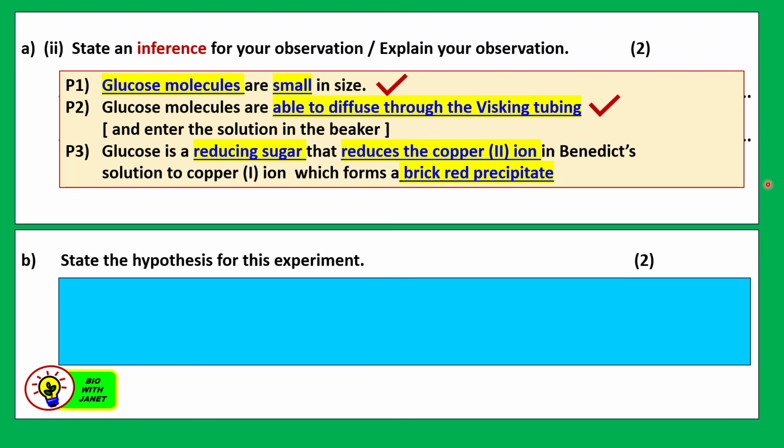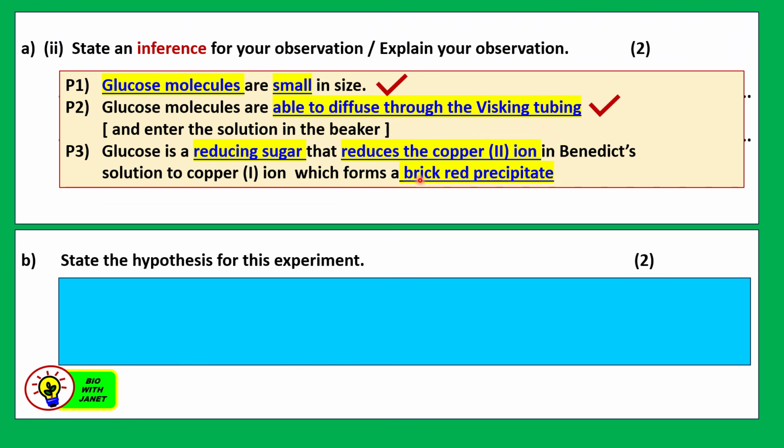Okay. Inference. Now, the inference is for the first observation on the solution in the beaker, right? So it's about the glucose molecules and the brick red precipitate. So first inference is that we know that glucose molecules are found outside the Visking tubing. They have diffused out. So it's because the glucose molecules are small in size, so they are able to diffuse through the Visking tubing and enter the solution in the beaker.